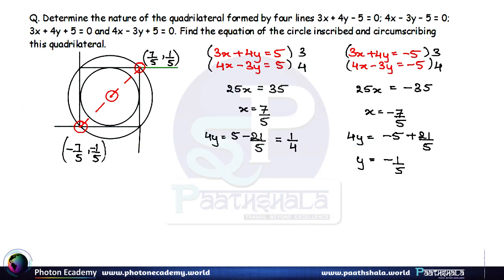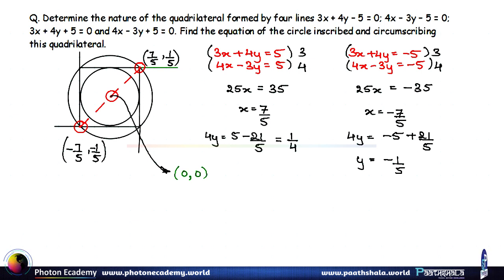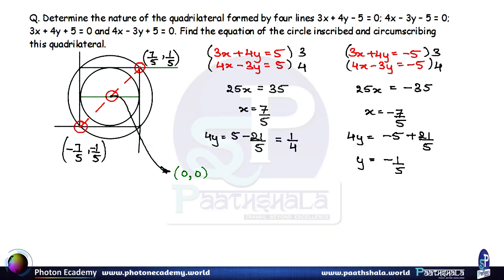So we can clearly see that the midpoint of these two points is 0, 0. So 0, 0 is the center of both of our circles, the inscribed and the circumscribed as well. So now we can write the equation. We know that this whole thing is 2, like the side of the square is 2. So the radius of the circle inscribing will be 1. So the equation of the circle inscribing the square is x square plus y square is equal to 1.